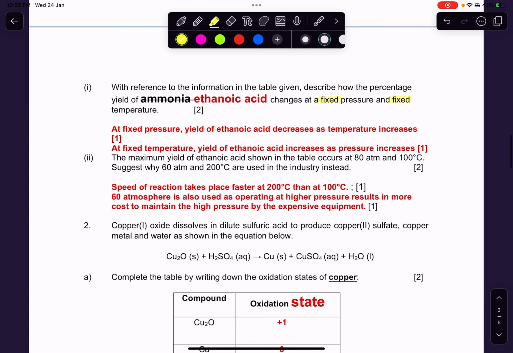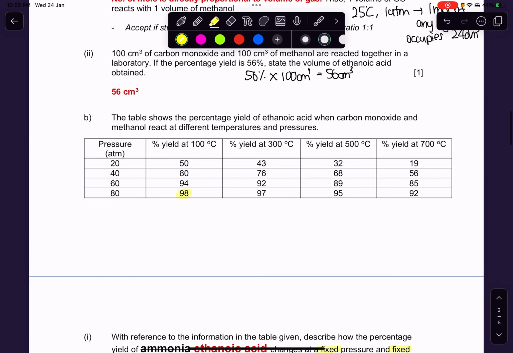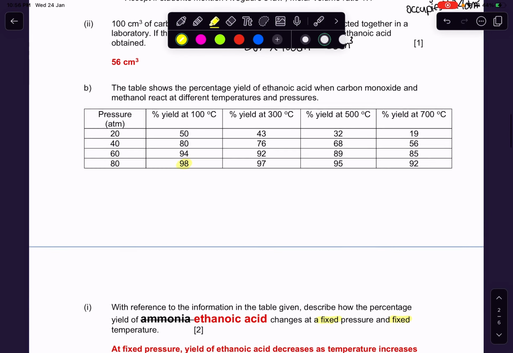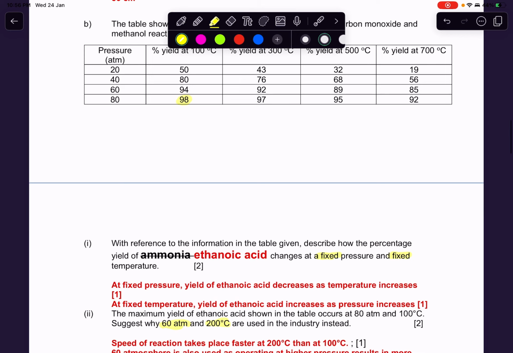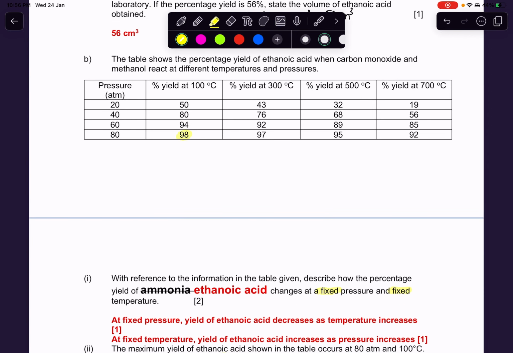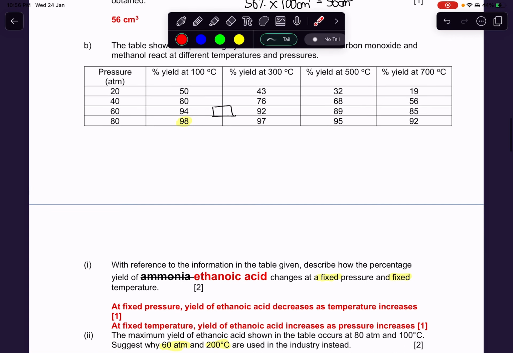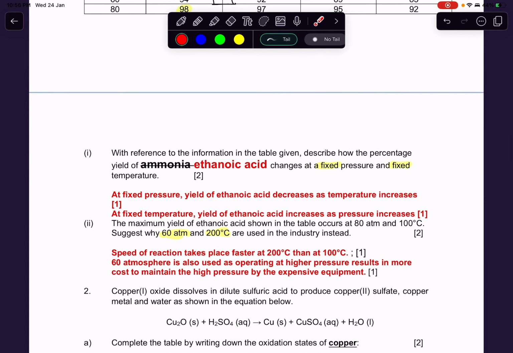The question says, suggest why 60 atm and 200 degrees Celsius are used instead. So where are 60 and 200? They are not inside the table, but that's the actual temperature and pressure used. So 200 degrees Celsius should be somewhere around here, in this column, maybe around 93% yield. Some of you said that it's because it's the highest yield, which is definitely wrong, because it's clearly not.